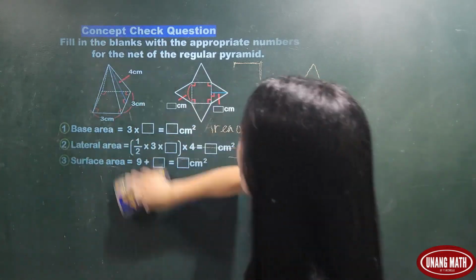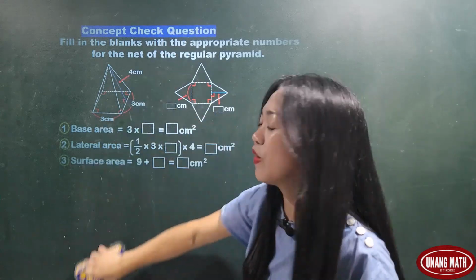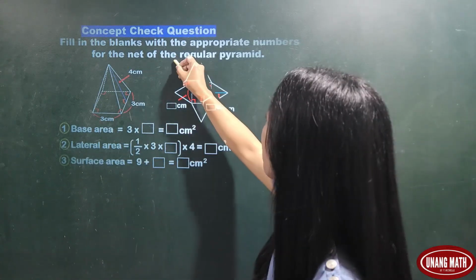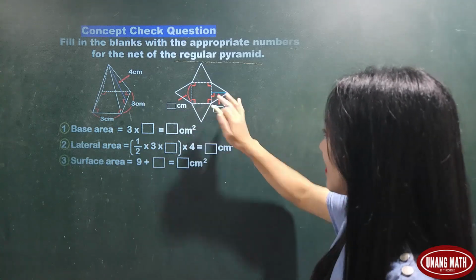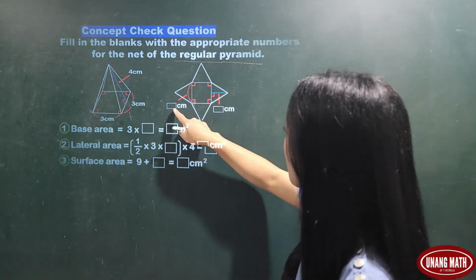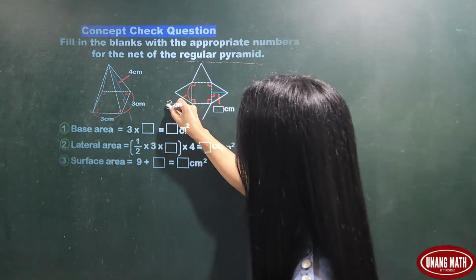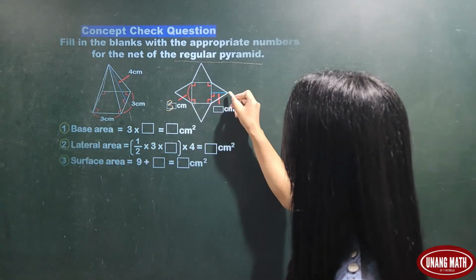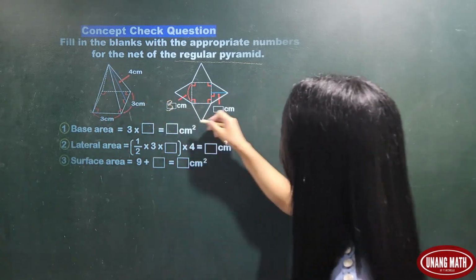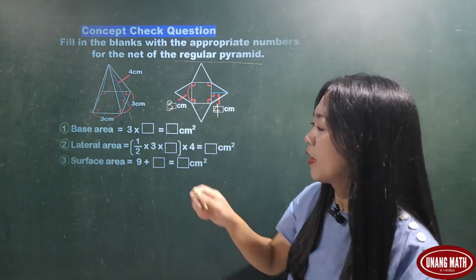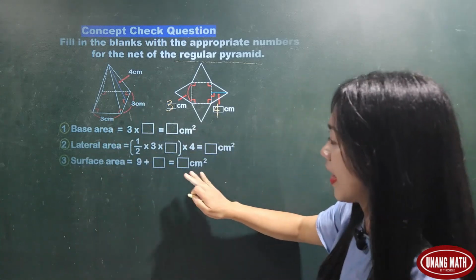Let's give an example by answering this concept check question. We will fill in the blanks with the appropriate numbers for the net of the regular pyramid. So this is a regular pyramid and this is its net. What will be the measure of this side? This is 3 centimeters. What about the height of this triangle? This is equal to 4 centimeters. We will find this regular pyramid's surface area.